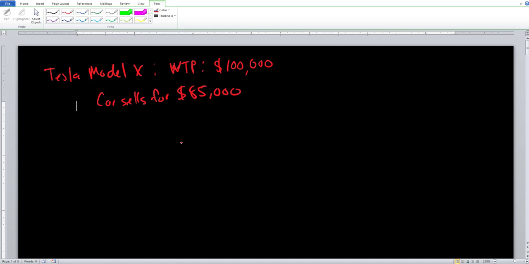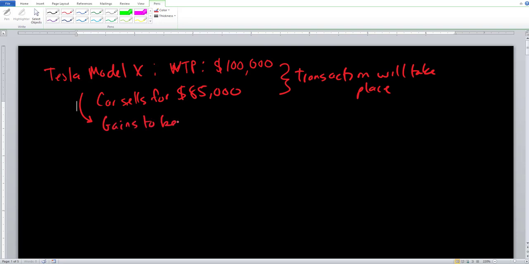When you take a look at these two numbers, will this transaction take place within the marketplace? I have a highest willingness to pay of $100,000, but the car only sells for $85,000. So yes, this transaction would take place because there are actually gains to be made here. This transaction will take place essentially because the market price is less than my maximum willingness to pay. So that's why there are going to be some type of gains to be made from this transaction. I'm willing to pay up to $100,000, but it's seen as a form of saving for me because I only have to pay $85,000 for this car.